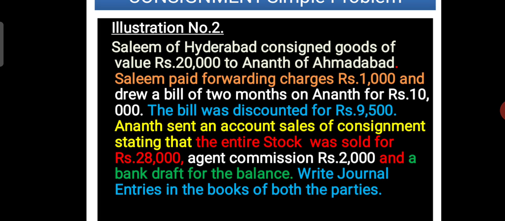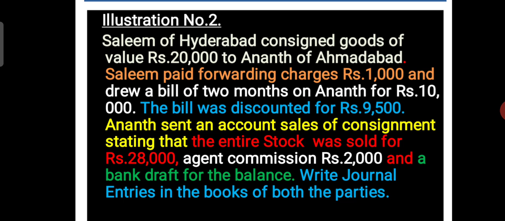Agent commission ₹2,000 and a bank draft for the balance. Write journal entries in the books of both the parties. So this is the problem students. So let me explain to you all the points that are included in this problem.